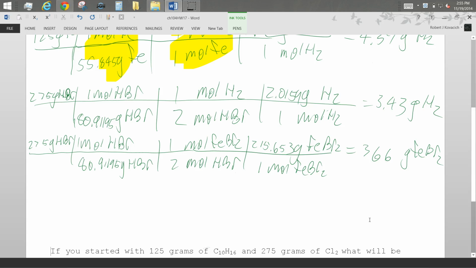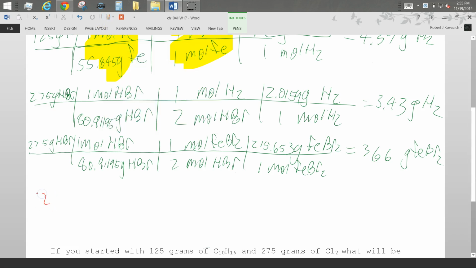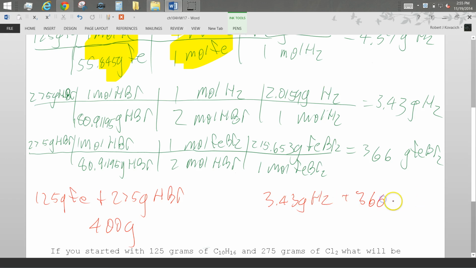Or, since it's a simple problem, I started with, how much? 125 grams of iron and 275 grams of HBr. And so I got 400 grams of stuff to start with, right? I made 3.43 grams of hydrogen and 366 grams of iron 2 bromide. These 2 numbers here do not add up to 400. How come?